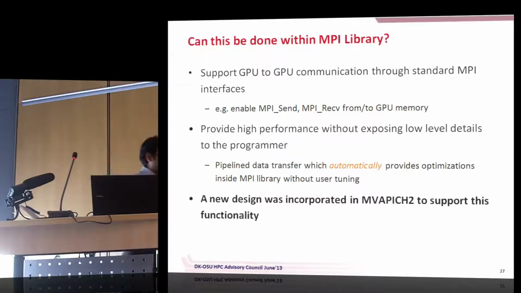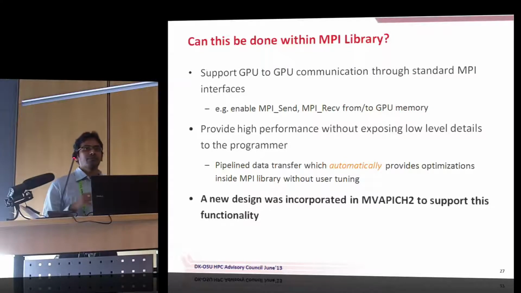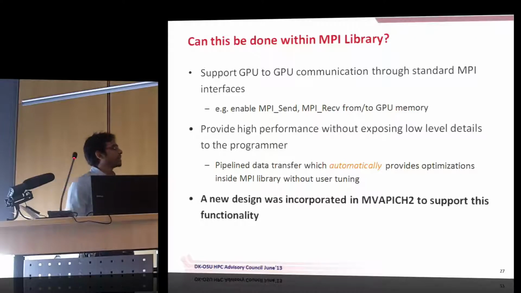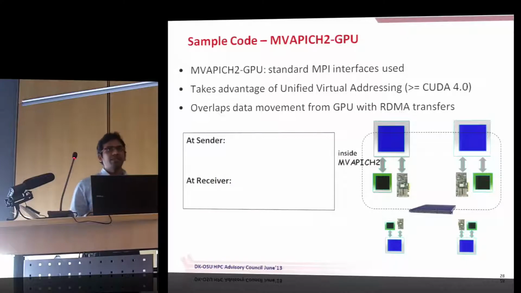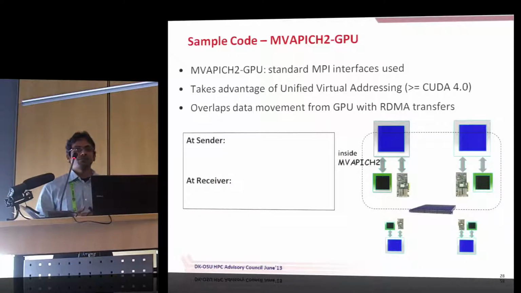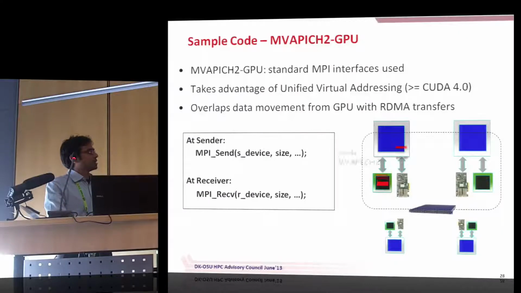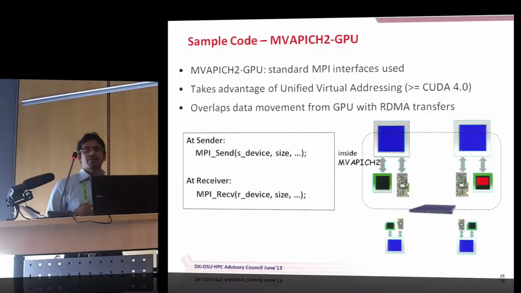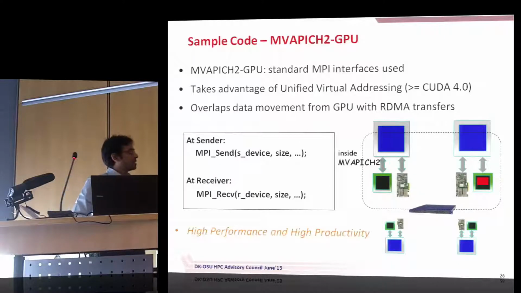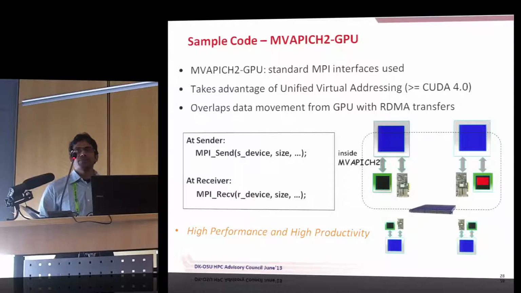Now, what we have thought is, what if the MPI libraries can support efficient communication directly from GPU memory. So with this, the users will just have to deal with MPI calls and the computation calls, which will make life easier. So what we have done is we have incorporated this new design into MVAPICH2, which enables MPI communication directly from GPU device memory. So all the user has to do is call the regular MPI send receive calls, and the MPI library internally takes care of pipelining the data movement between the GPU and the host and between the hosts. So this ensures higher performance and at the same time higher productivity for the programmer.